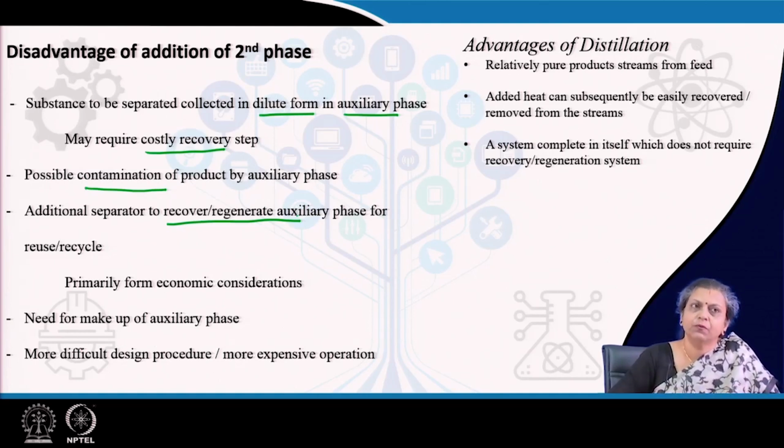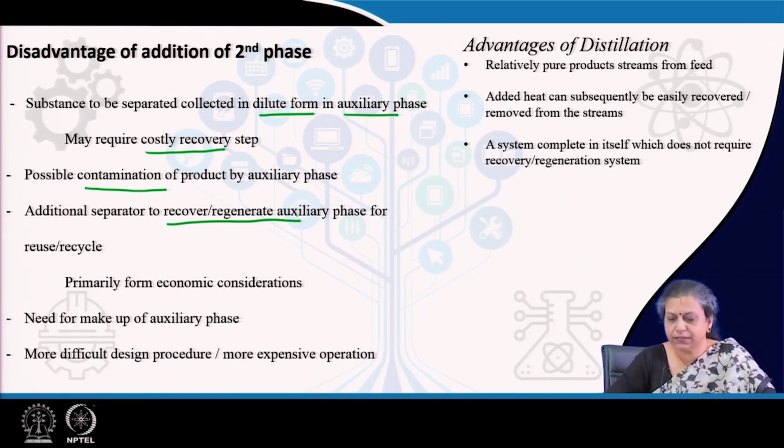And definitely in the whole process there will be some amount of auxiliary phase which will be lost, right. Suppose it is a liquid, then some amount of liquid will be volatilizing with the vapor phase. If there is some amount of vapor, then that may be carried with the liquid. So, therefore, we need to keep on having some particular makeup facility to make up the auxiliary phase which is lost by this process. And so, naturally it is quite evident that the design procedure will be more difficult and the operation will also be more expensive under this condition.